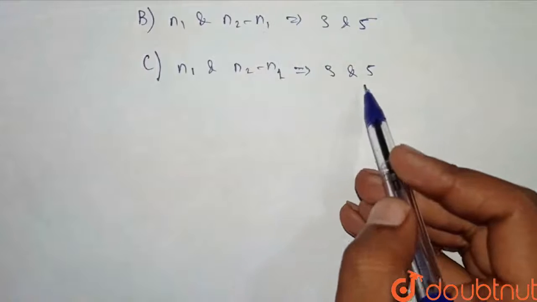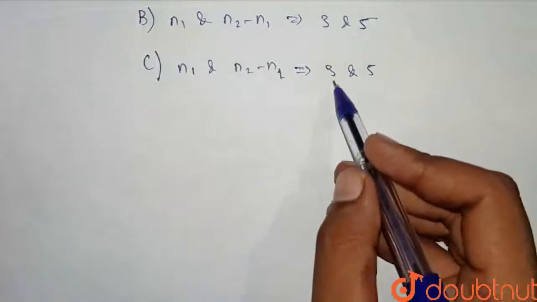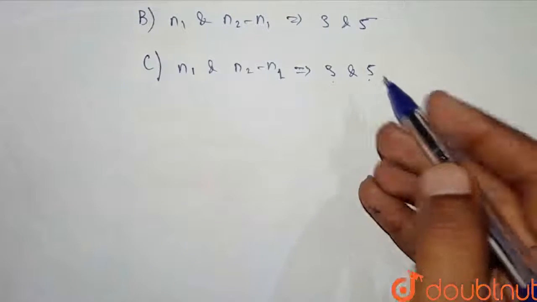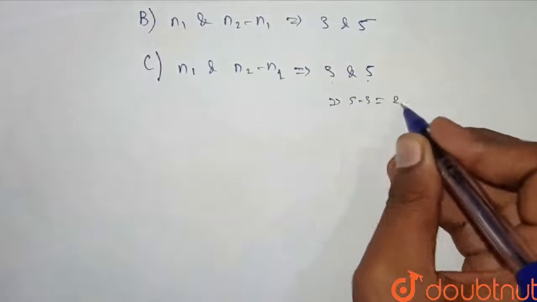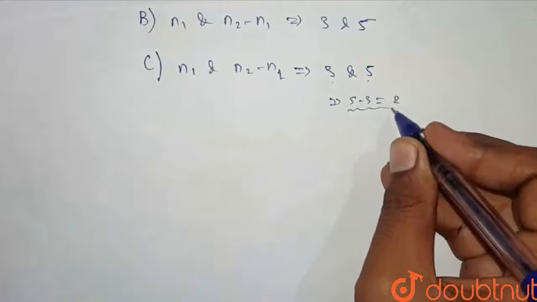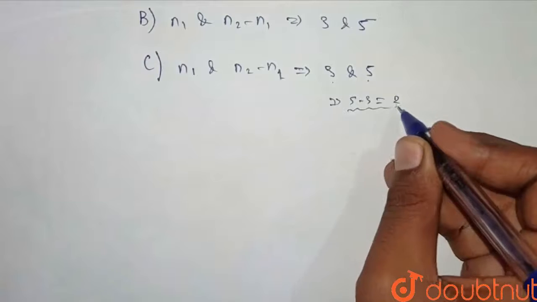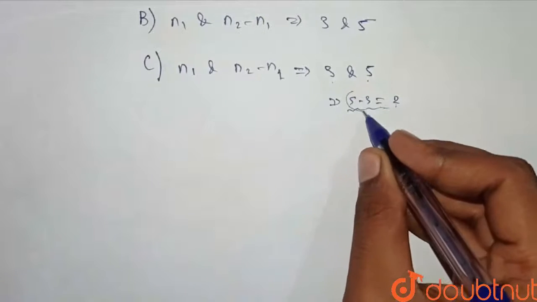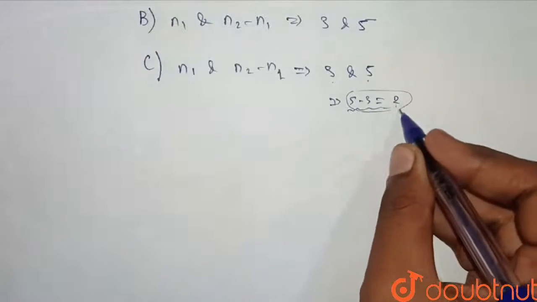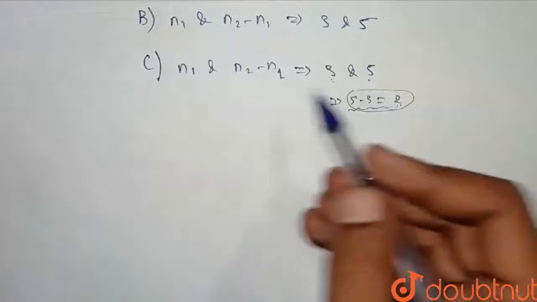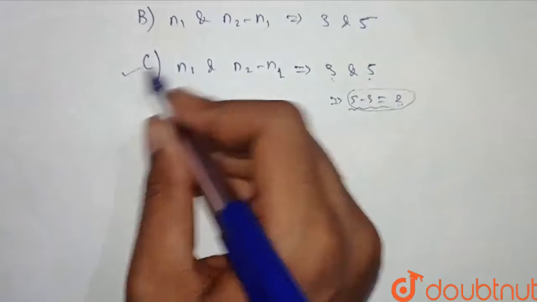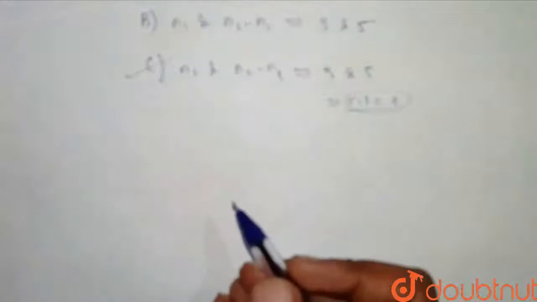The prime numbers whose difference is 2, and 3 and 5 are also prime numbers, and if we calculate their difference, 5 minus 3 is 2. We can see here the difference of these two prime numbers is 2. So we can say 3 and 5 are twin prime numbers. So option C is also a correct option.